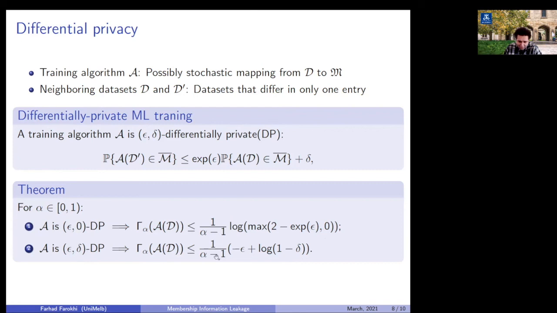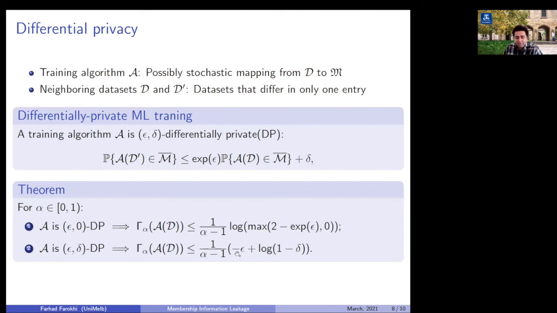Note that this alpha minus 1 is negative, because we are dealing with alphas between 0 and 1. So this upper bound makes sense. Again, this is an increasing function of epsilon and an increasing function of delta. So when delta is larger and epsilon is larger, there is a larger upper bound, so potentially there is more leakage.